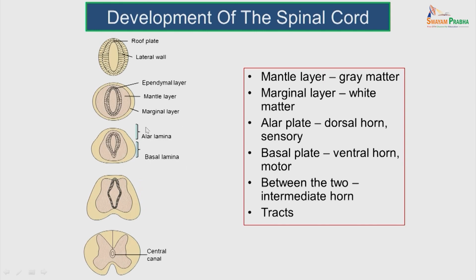In the spinal cord, we can see how the tubular structure finally forms the spinal cord. There again is a mantle layer and a marginal layer, and there is an alar plate and a basal plate. The ventral horn is the basal plate, and the dorsal horn is the alar plate, which is sensory. Between these two there is an intermediate horn, and the tracts. So, this is how the neural tube develops in the spinal cord.